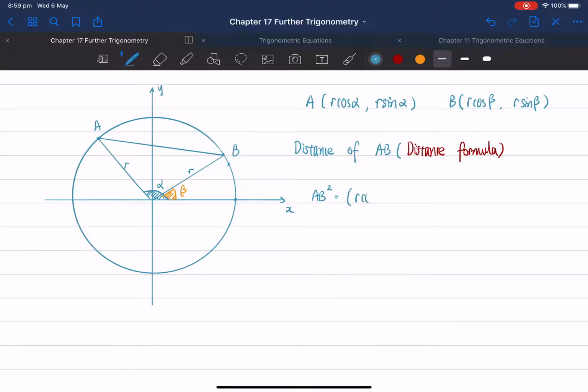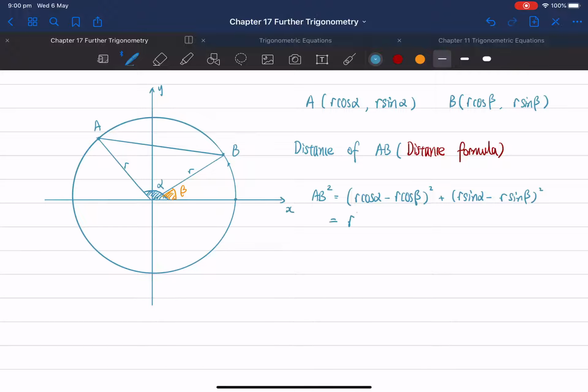So it will be (r cosine alpha minus r cosine beta) squared, because this one is x1 and that's x2. So x1 minus x2 squared, plus y1 minus y2 squared. So that becomes (r sine alpha minus r sine beta) squared. After that, we just need to expand. Let's expand that.